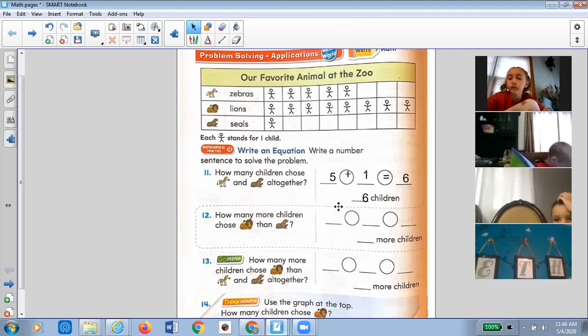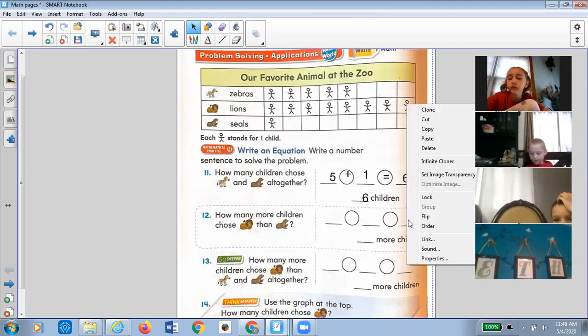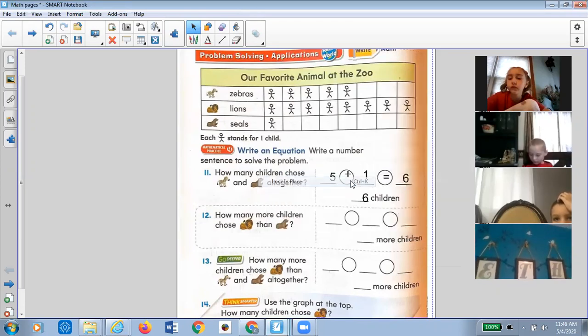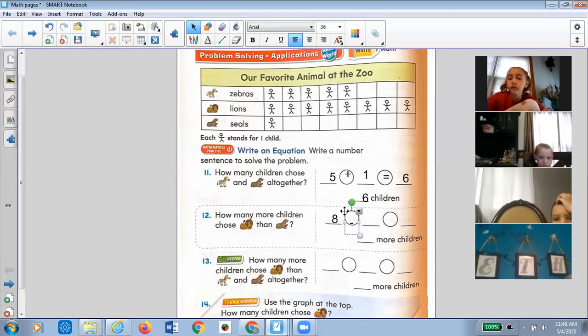Okay. Everybody got that? All right, the next question asks, how many more children chose lions than seals? So look at your lions. First of all, we have to know how many children like lions. 1, 2, 3, 4, 5, 6, 7, 8. So 8 children like lions. Minus, because we're comparing, minus how many children like seals. 1 person likes seals.